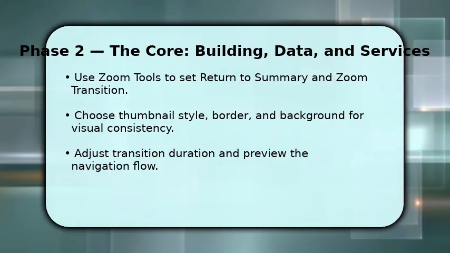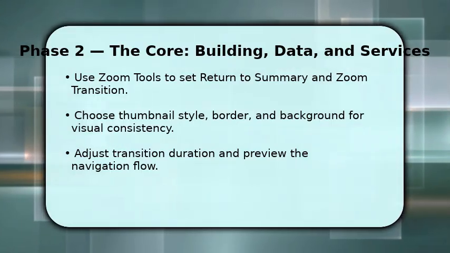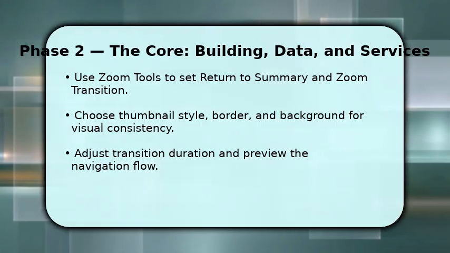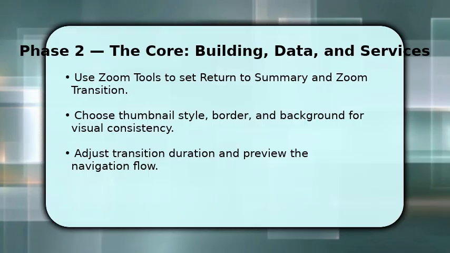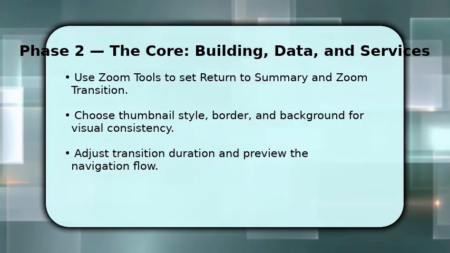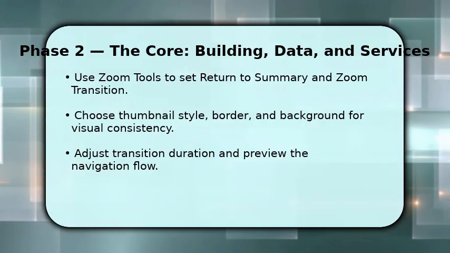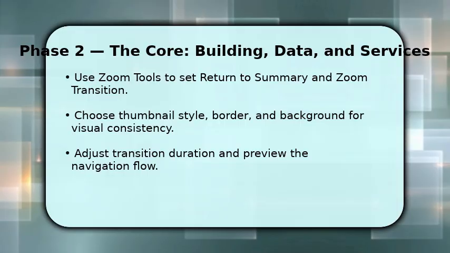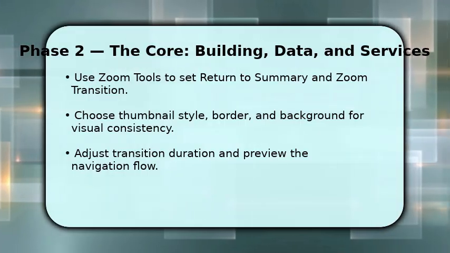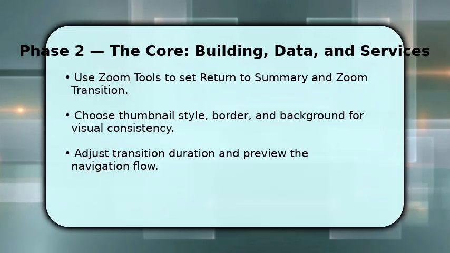Select the Zoom and open Zoom tools. Toggle Return to Summary if you want viewers to come back automatically, and pick a transition like Morph for smooth movement. Change the thumbnail style and border to match your slide design, and set background to keep slide background to avoid jarring shifts. Once done, preview the slideshow from the summary to check timing and navigation flow.